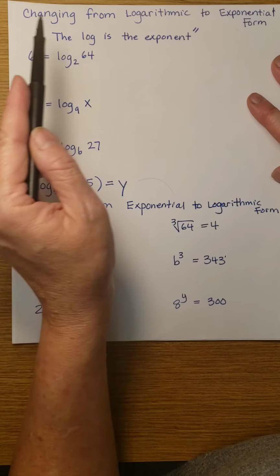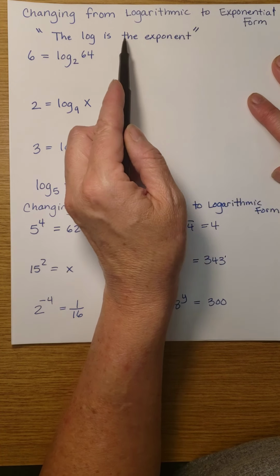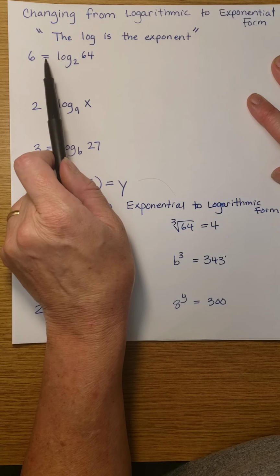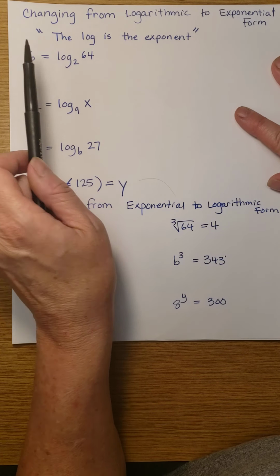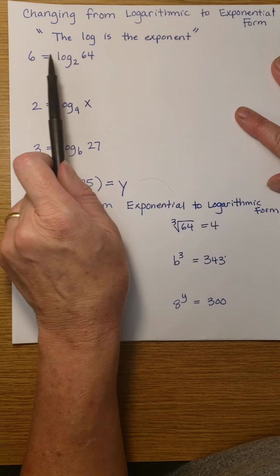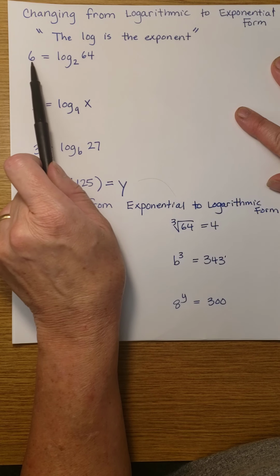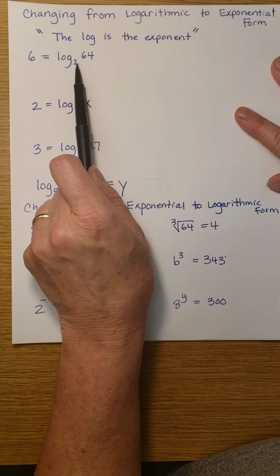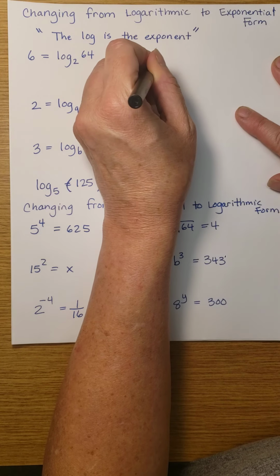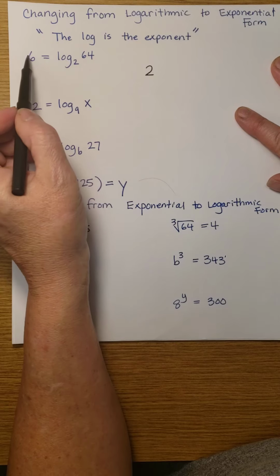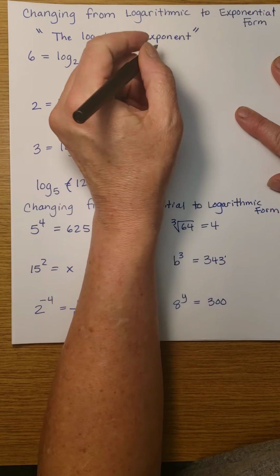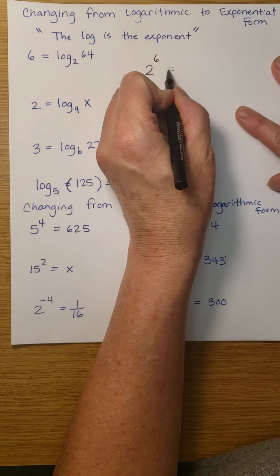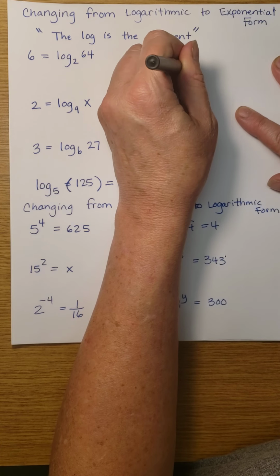The way we do this is we say the log is the exponent. So here's the log. Equal in math means is. And here is the exponent. The log is the exponent. So the base is always on the bottom. So we put the base and then we raise it to the power, which is the exponent right here. And then the number that's left is what that expression is equal to.